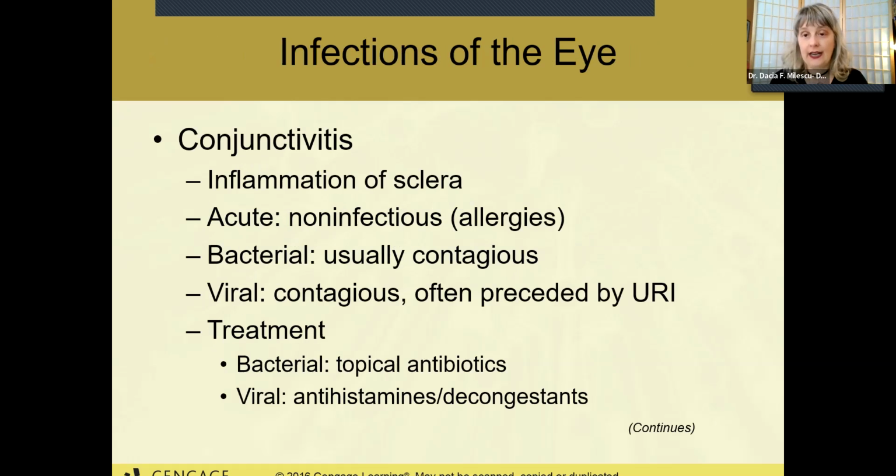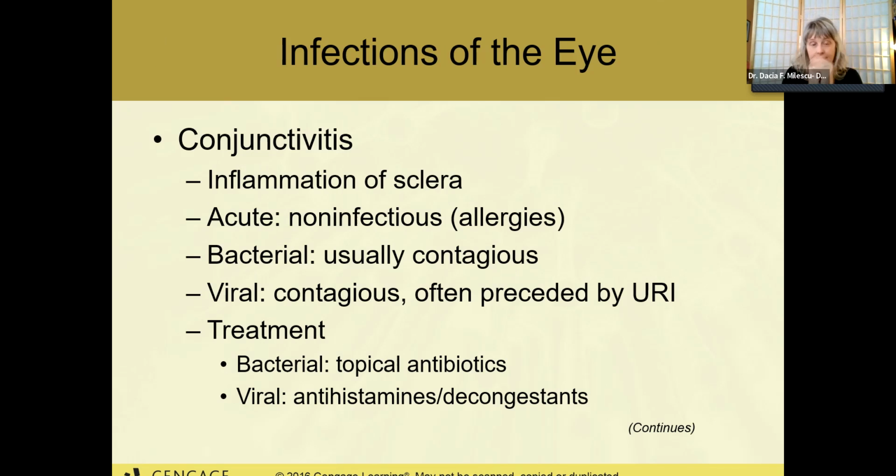Next is conjunctivitis, very, very common. The sclera is the white part of the eye. It is also the outer layer of the eye. There's the sclera, the choroid, and the retina. And so the outermost layer of the eye is the sclera. Now, conjunctivitis can be due to allergies if it's non-infectious. It could be due to bacteria, which is quite contagious.